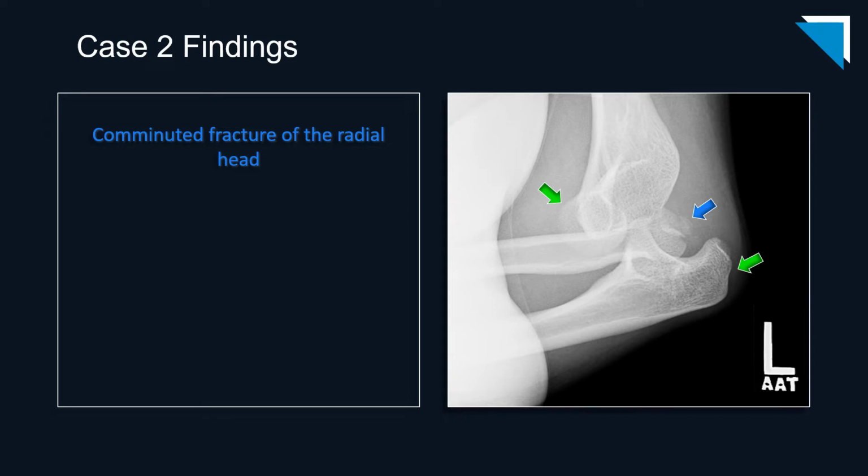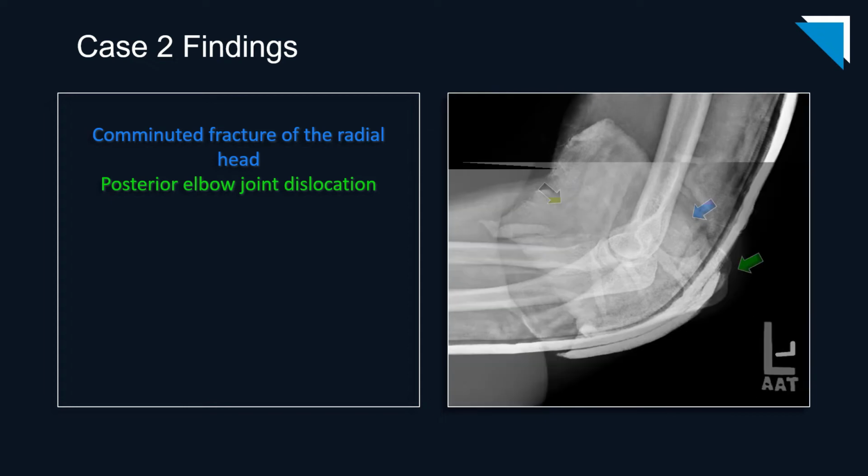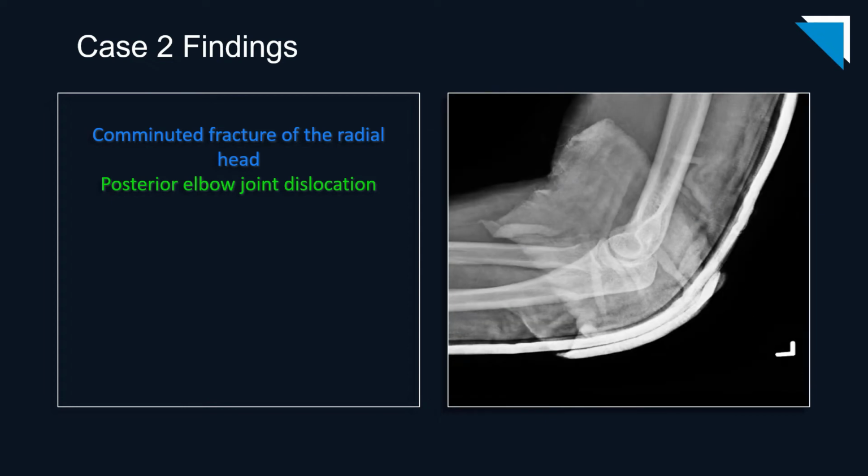Recall that we described the position of the proximal ulna relative to the distal humerus in cases of elbow joint dislocation. This is the post-reduction lateral radiograph. I think you can all appreciate that the fine bony detail is somewhat obscured by the overlying splint. We do, however, have enough information here to let the referring clinician know that this is a successful reduction.